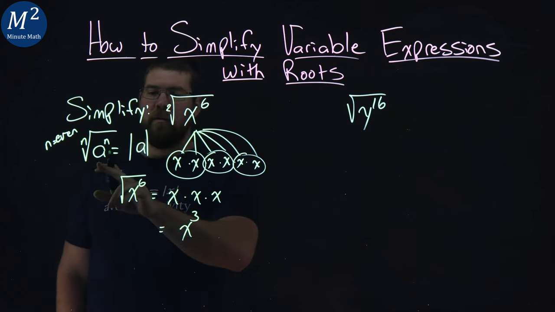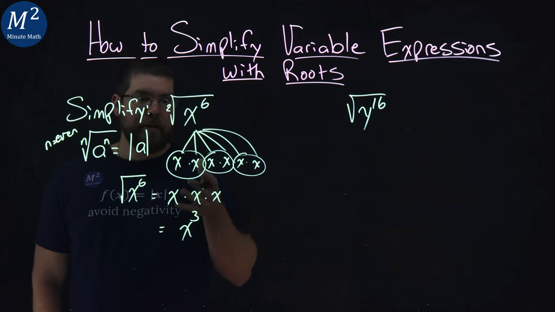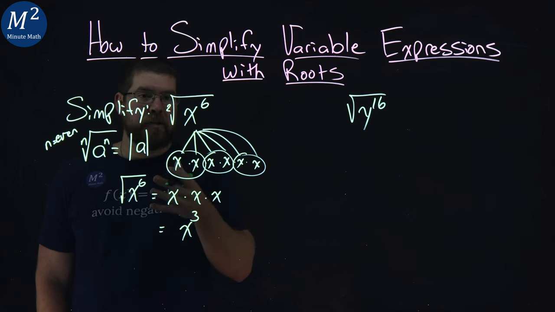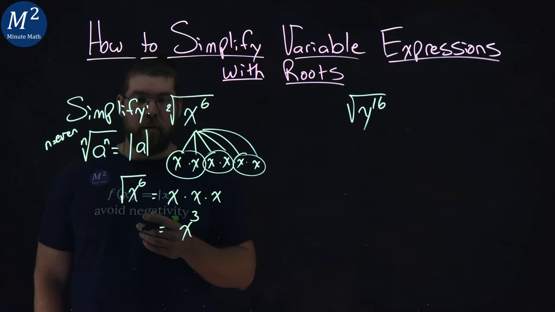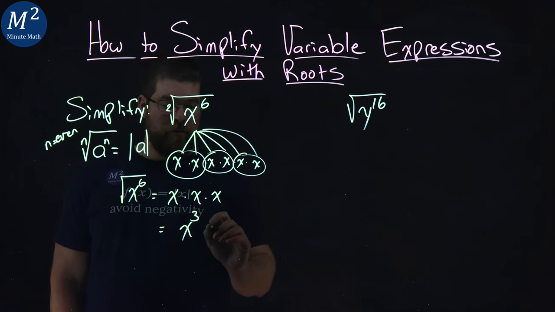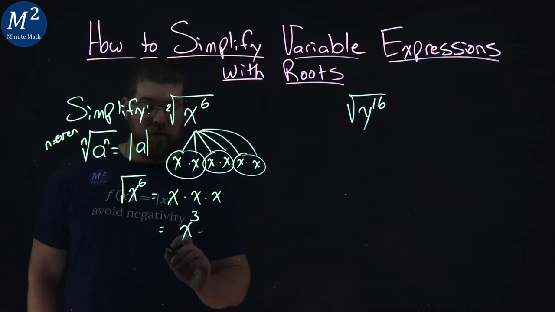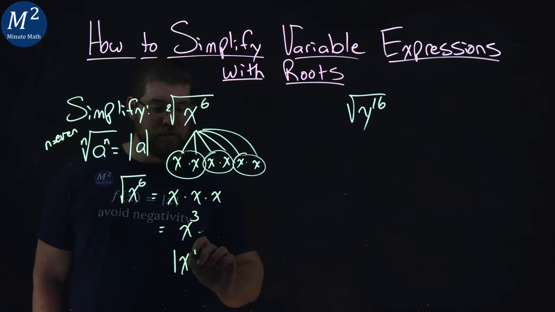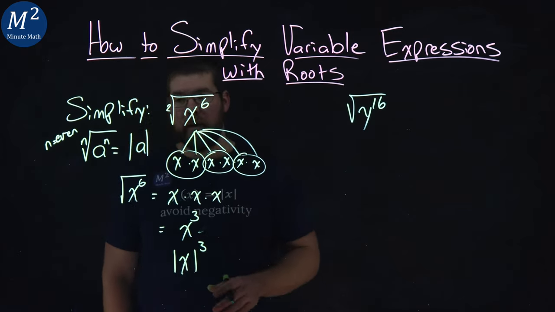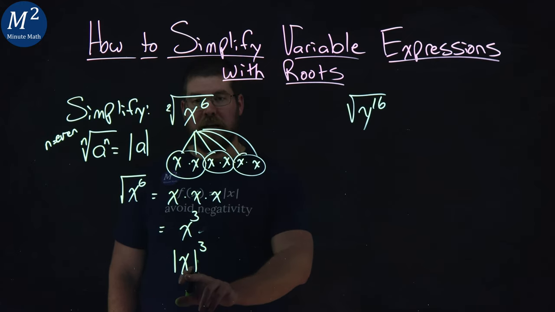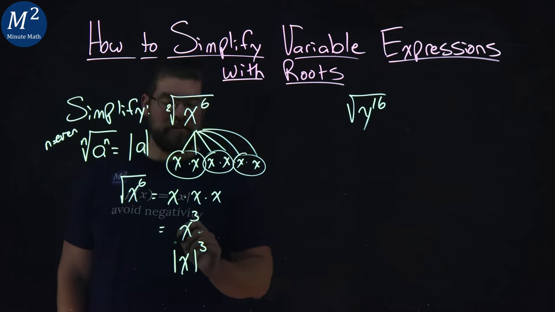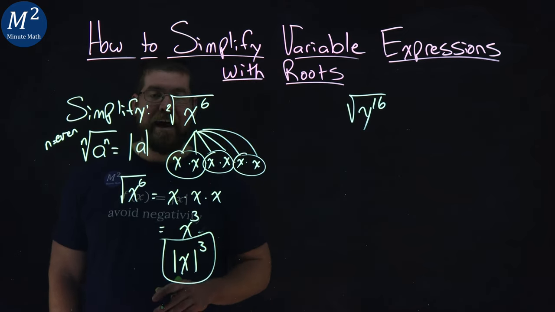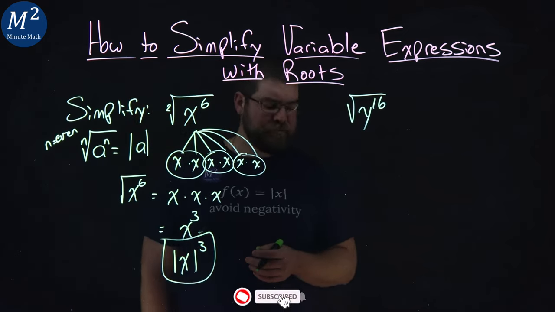Now notice we said we have to put our absolute value because we don't know what that x value is, but we know it actually will have to be a positive number. So I'm going to rewrite this to say the absolute value of x, all to the 3rd power. The number itself has to be positive first, and then we can raise it to the 3rd power. So we have to make sure we have the absolute value of x to the 3rd power.